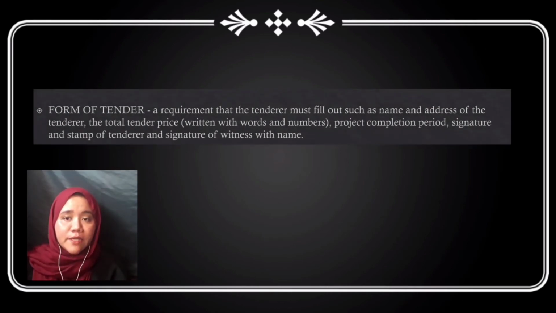It is a requirement that the tenderer must fill out, such as name and the address of the tenderer, the total tender price that is written with words and numbers, project completion period, signature and stamp of the tenderer, and signature of witness with name. If one of the mentioned is not completed, the tenderer may be rejected by the client.